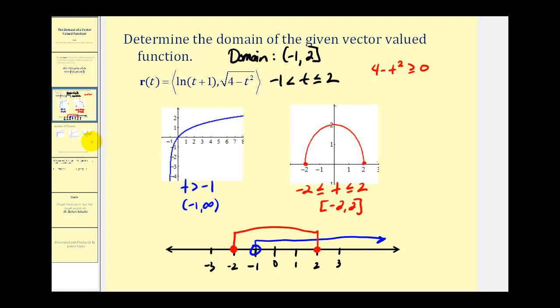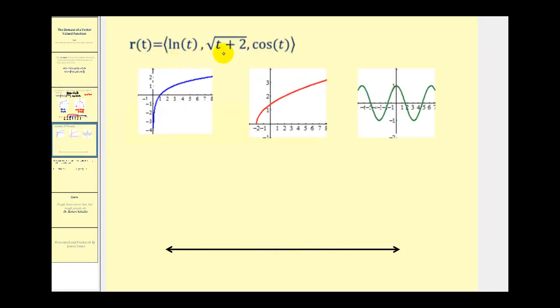Let's take a look at another example. Here we have an x, y, and z component, so now we need to determine the domain of all three of these functions and then determine where they intersect. So the first function is natural log of t. Again, we can see it graphed here. Again, t can't equal 0, but t can be any value larger than 0. So we have t greater than 0. Using interval notation, we'd have the interval from 0 to infinity, where it's open at 0.